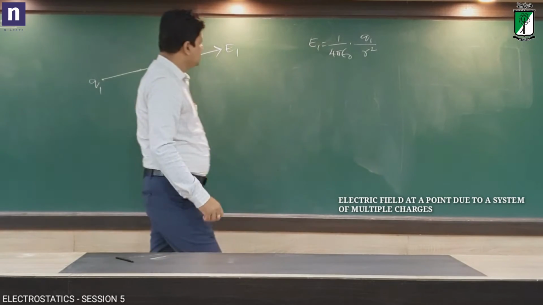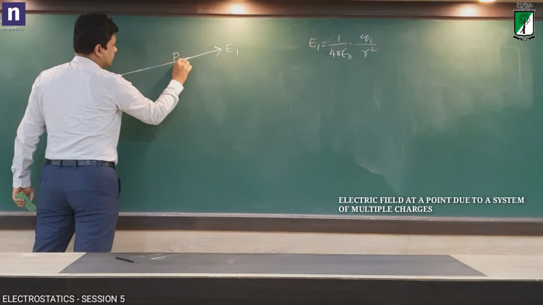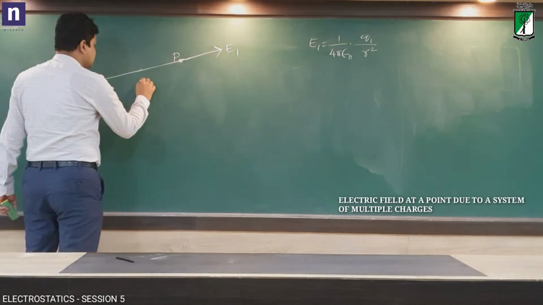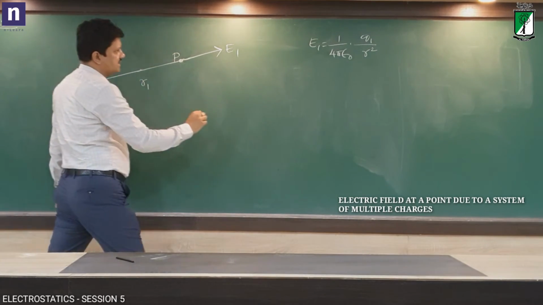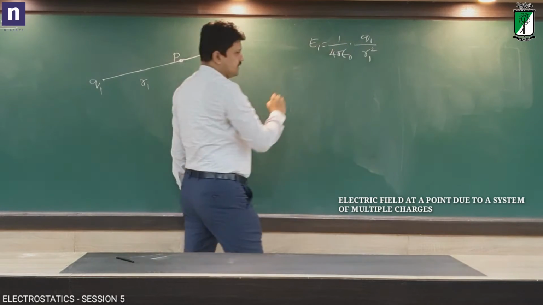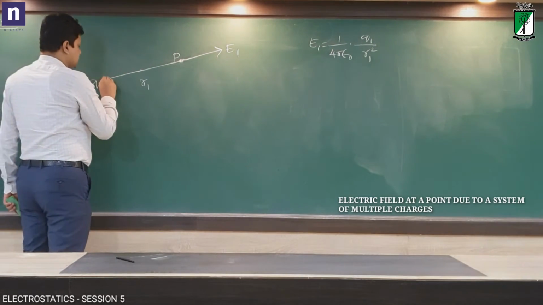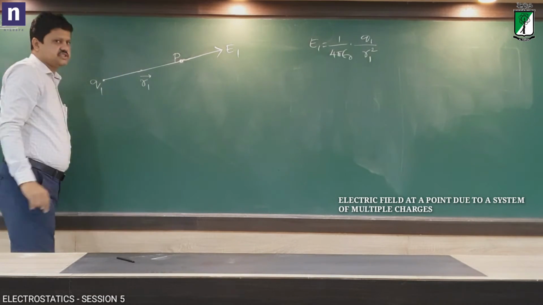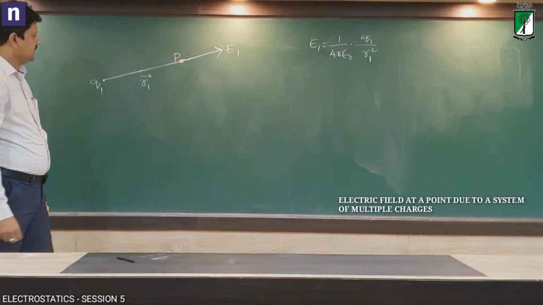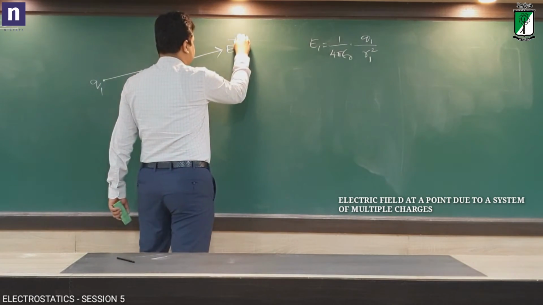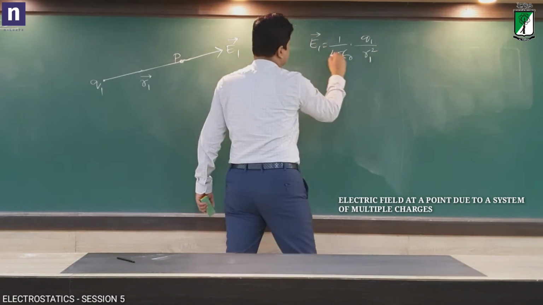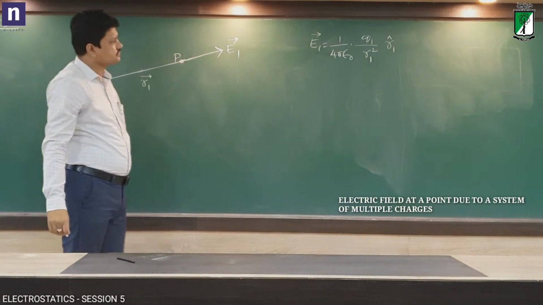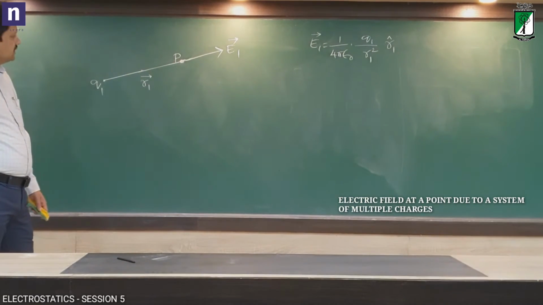What is R here? It is the distance of that point P from Q1, and that distance I will represent as R1 here. And if I take this as the direction vector R1, then the electric field E1 is a vector here. So when I put the direction, this will be R1 cap. This is the electric field at point P.